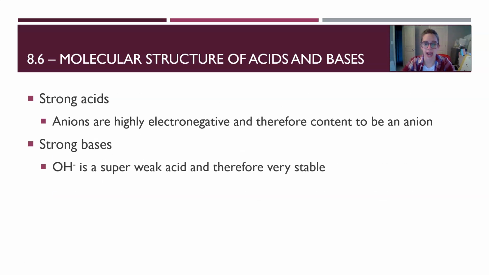So let's look at our strong acids and bases first. Our strong acids all contain anions that are highly electronegative, and therefore they're pretty content to stay as an anion. Hydrochloric acid, for example, HCl. Chlorine has a high electronegativity, so the fact that it has to carry a -1 charge is totally fine because it is a fairly large atom with a high electronegativity. So it's okay holding on to that extra electron. It's a very stable ion.